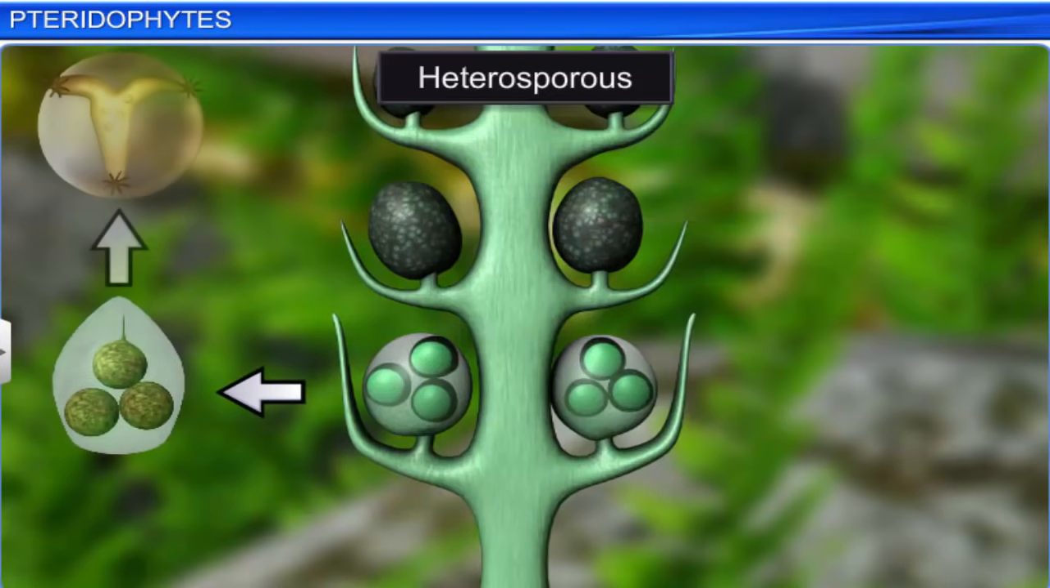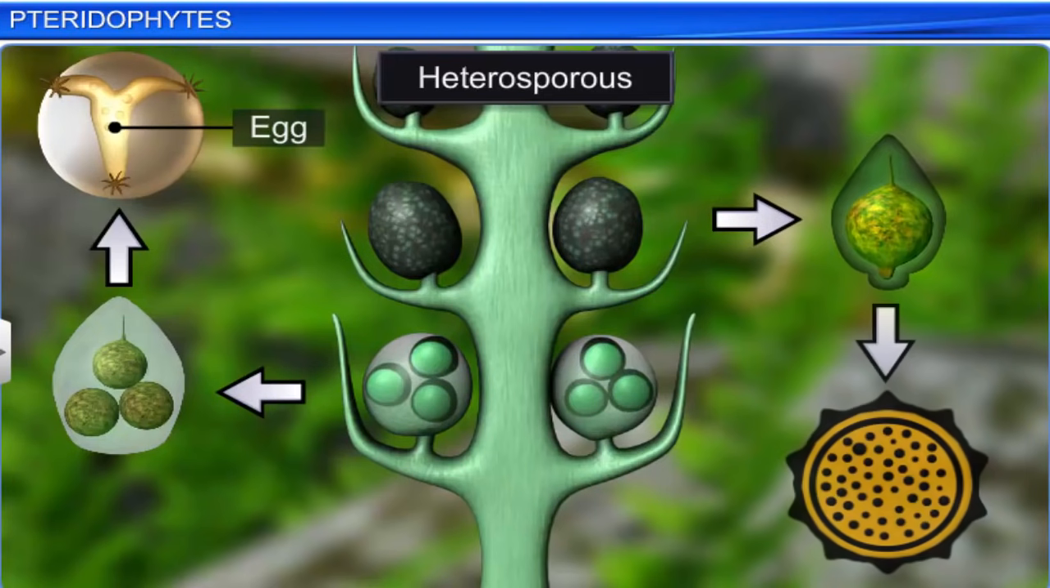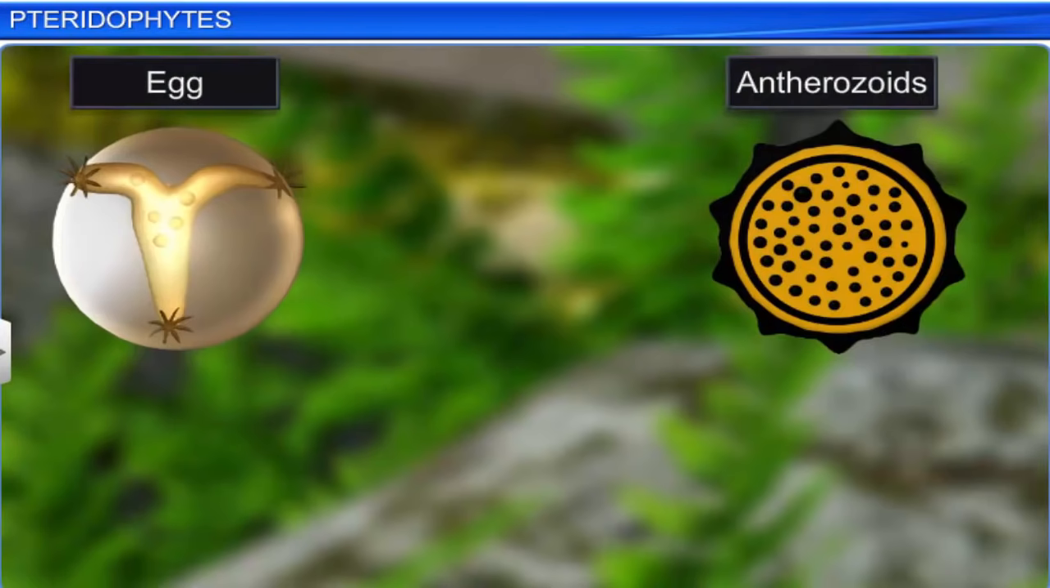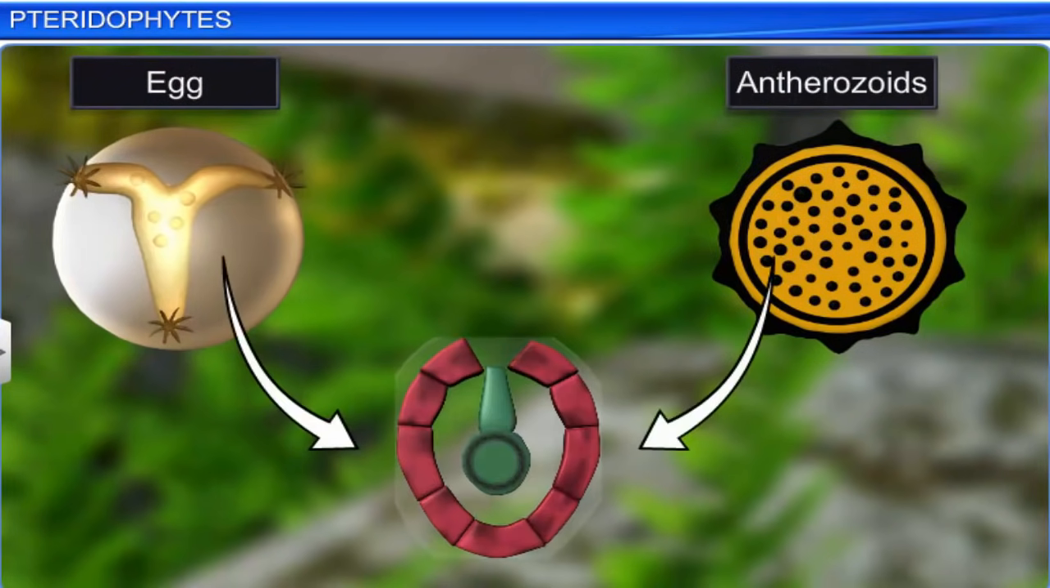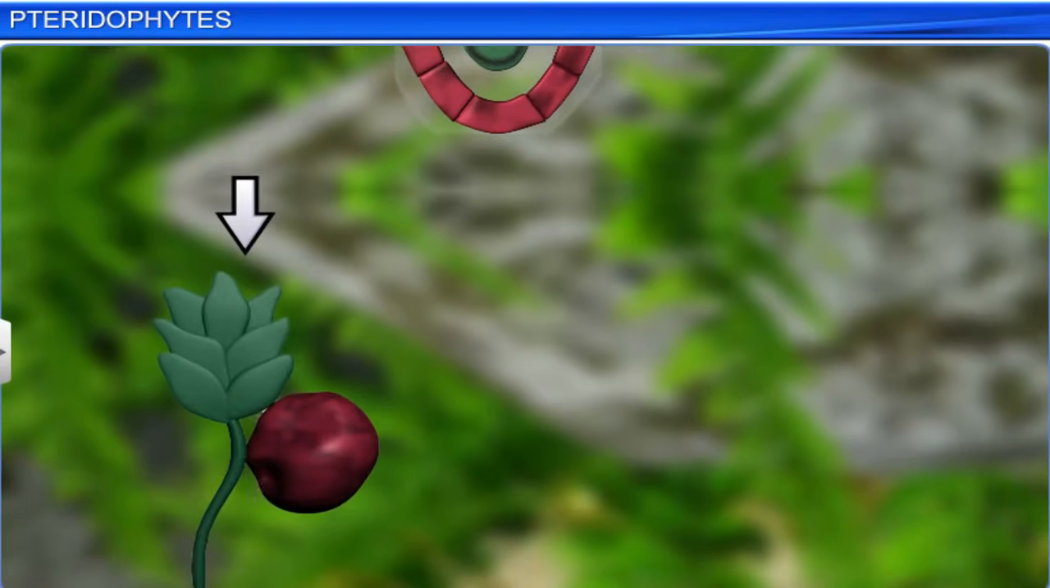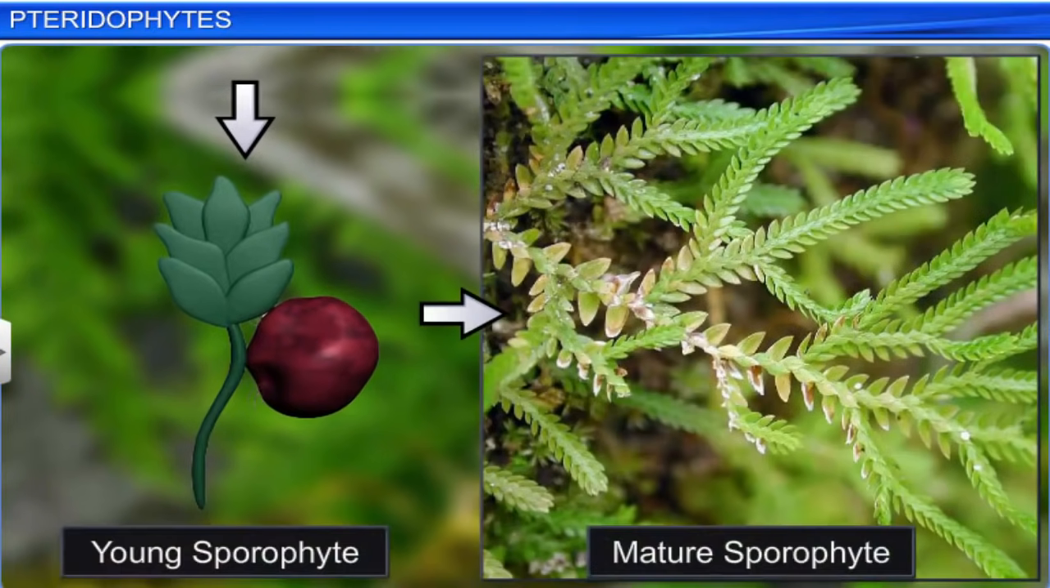Megaspores germinate into female gametophytes, which produce eggs, while microspores germinate into male gametophytes, which produce antherozoids. The egg and antherozoid fuse to form a zygote, which develops into a young embryo, which then gives rise to a sporophyte.